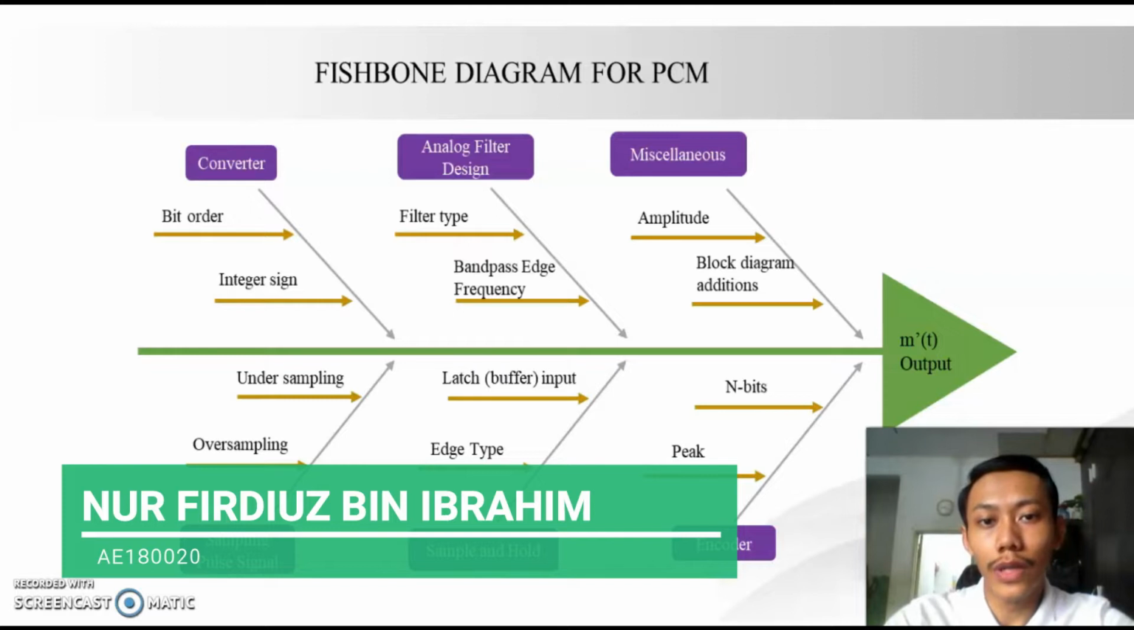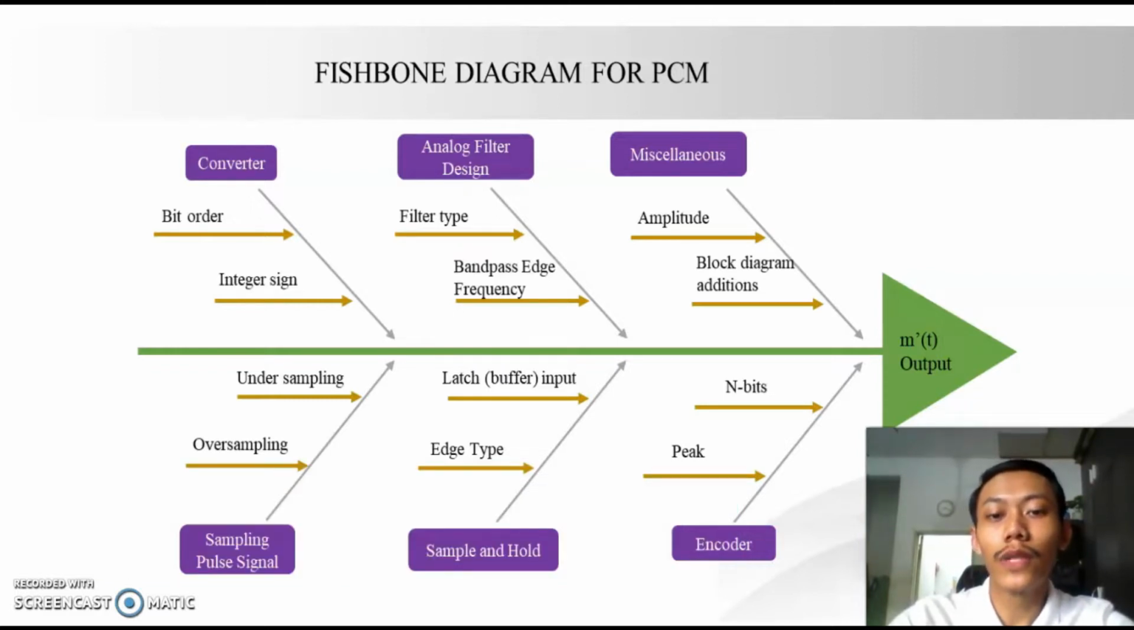I will explain about the fishbone diagram for PCM. The brainstorming process will be centered on the MATLAB block diagram setting and identifying parameters that affect changes in the output, as shown in the fishbone diagram. For the oversampling and undersampling effect on the output signal while sampling the pulse signal, the major cause is the amount of sampling frequency decided by the equation defined by our group.